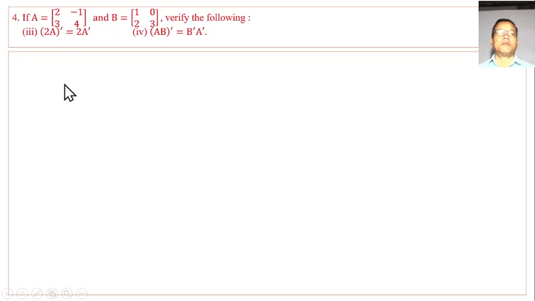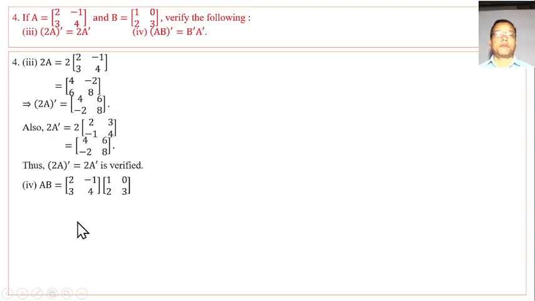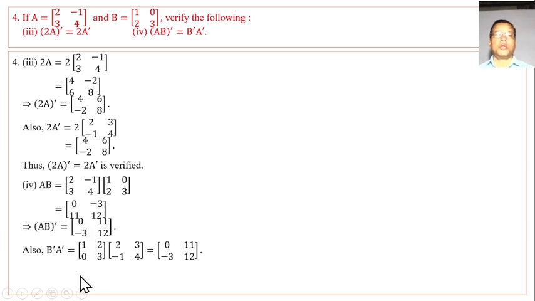Twice A: when we take twice A, each element is multiplied by 2, we get this. Then its transpose: first row, first column, second row, second column. Next, 2 into A transpose, 2 into A transpose is this. Right side and left side are similar. Hence this equal to this is verified. Similarly, the product AB, we take the transpose of it. Also B transpose, A transpose: left and right sides are similar. Hence this equal to this is verified.